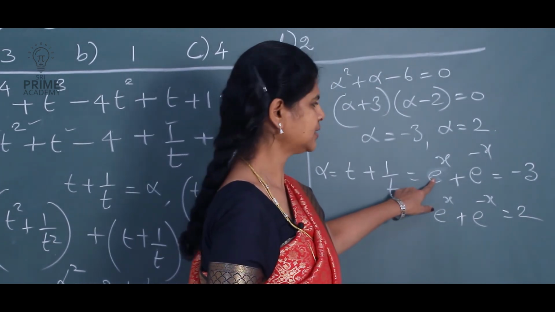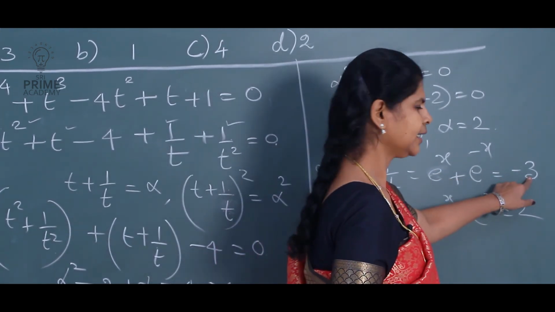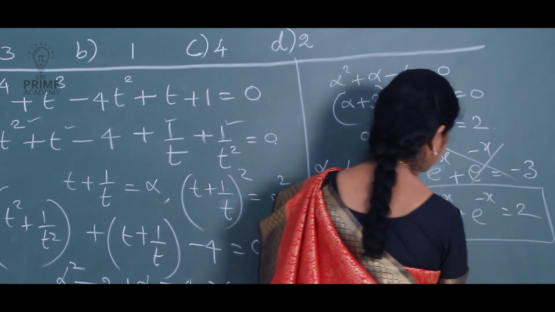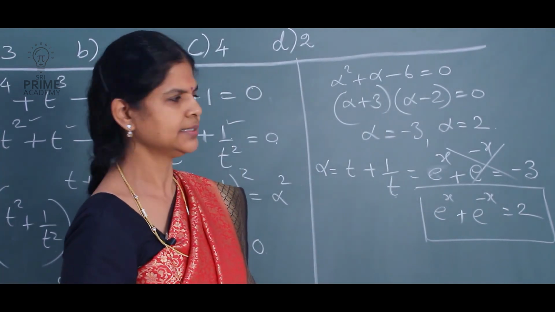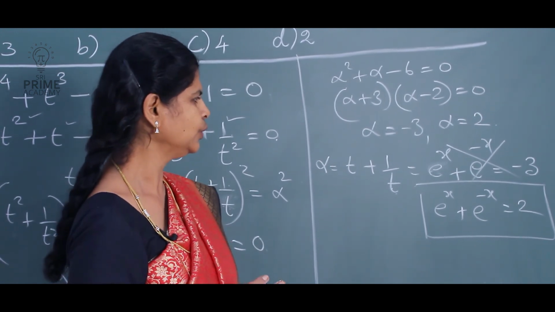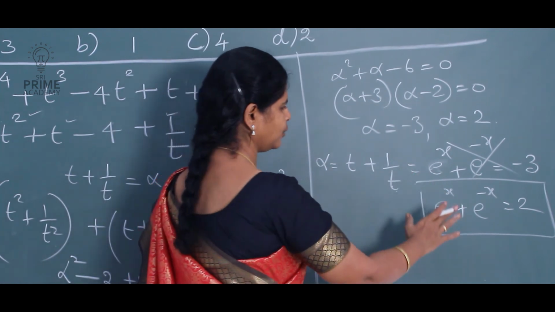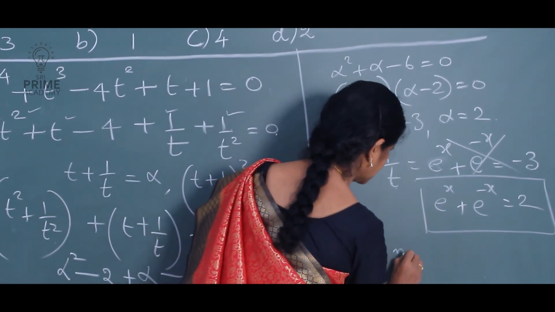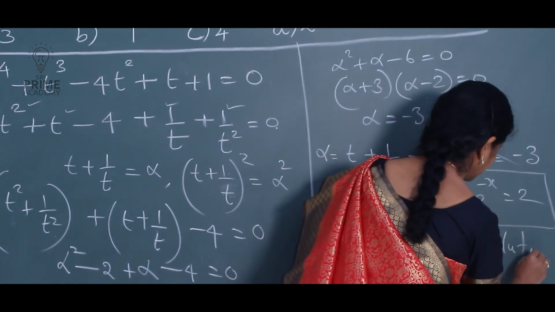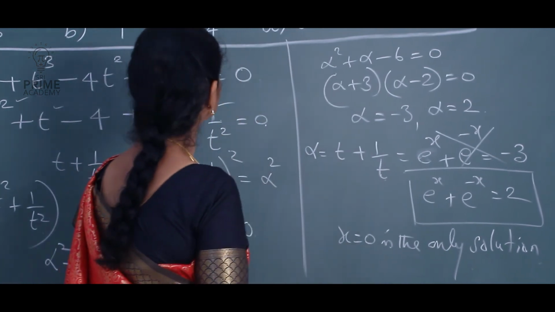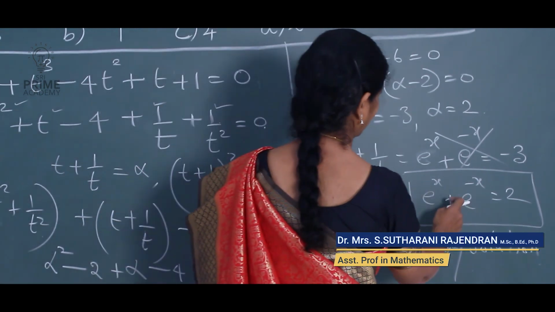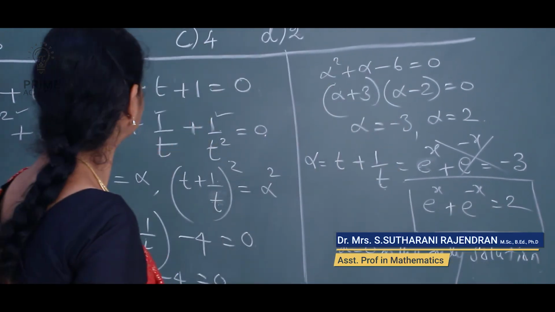For minus 3, the left hand side is a positive term, isn't it? But a negative value does not exist. So this is not possible. So the only possibility is e power x plus e power minus x equal to 2. So you substitute e power x plus e power minus x equal to 2. So what is the only solution for this equation? x equal to 0 is the only solution for the above equation. Okay. So when you substitute x equal to 0, you get 1 plus 1, that is 2. It satisfies the equation.